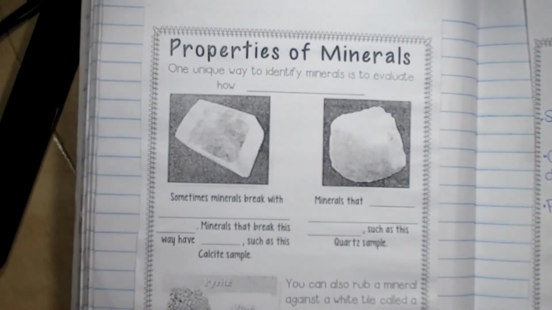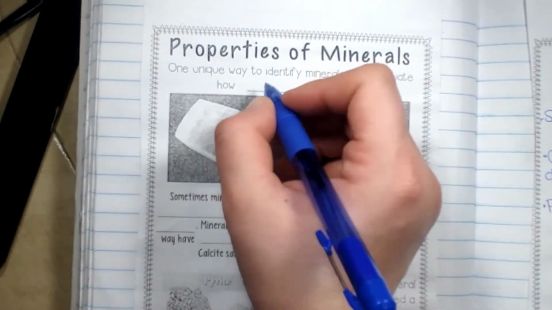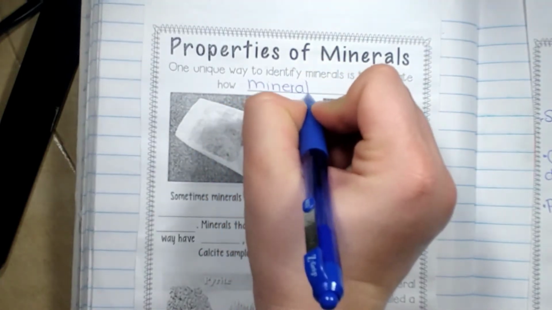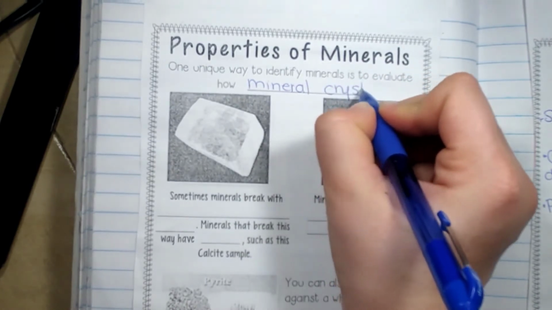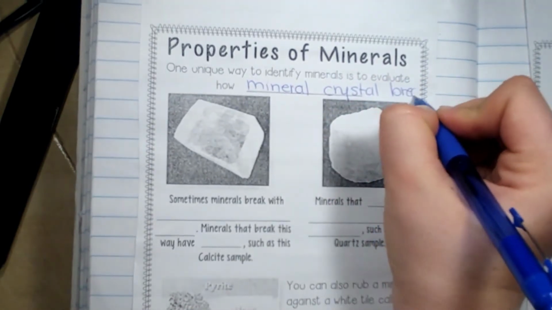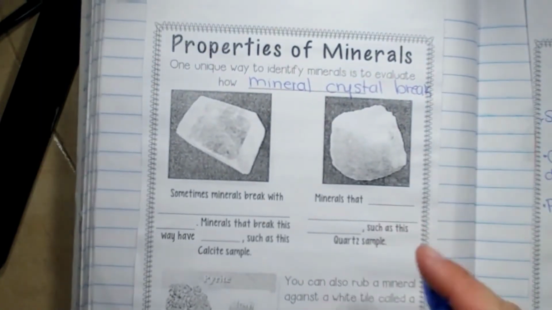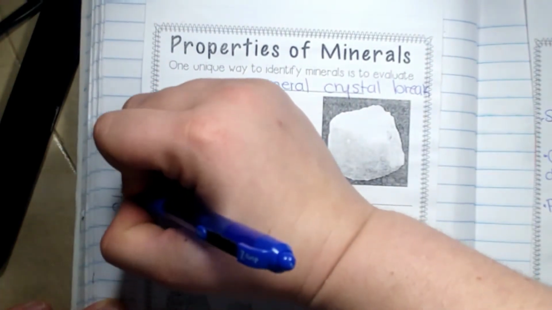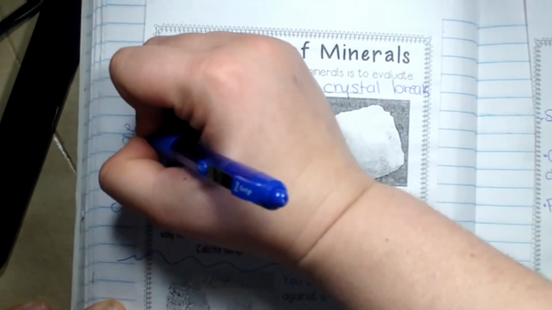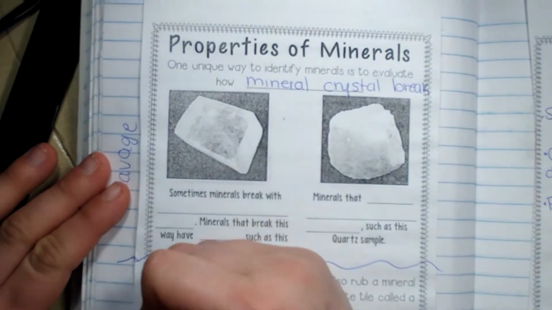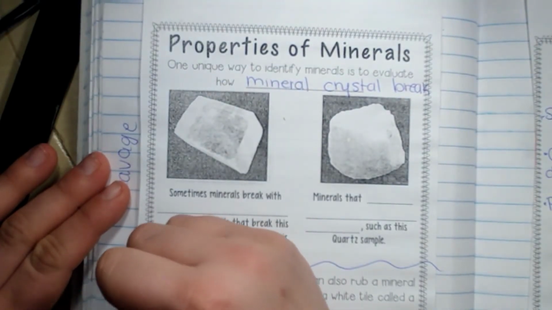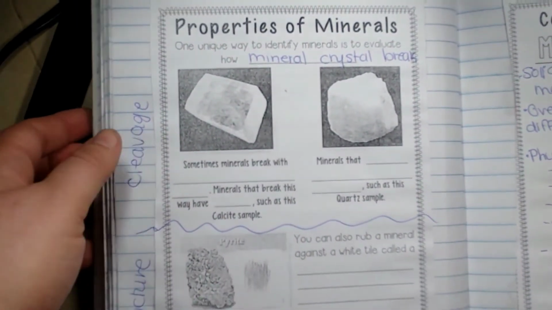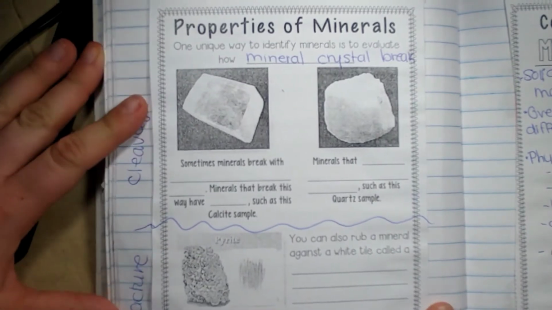Okay, one unique way to identify minerals is to evaluate how the mineral crystals break. When it breaks into pieces, how does it do it? There are 2 different ways. We have cleavage. A rock can have both, or one or the other. And we have fracture.